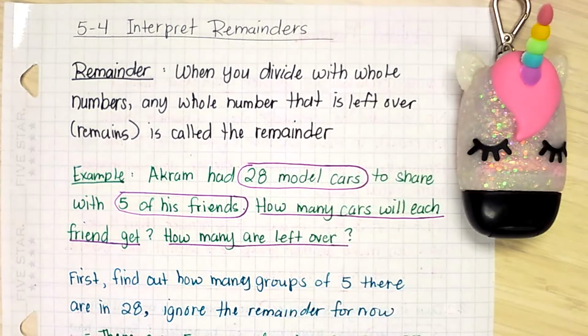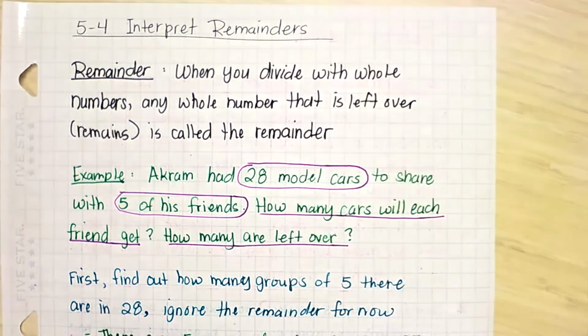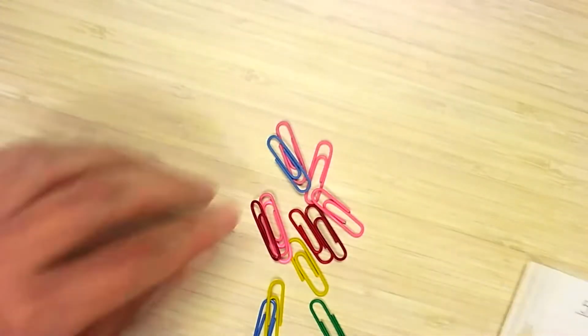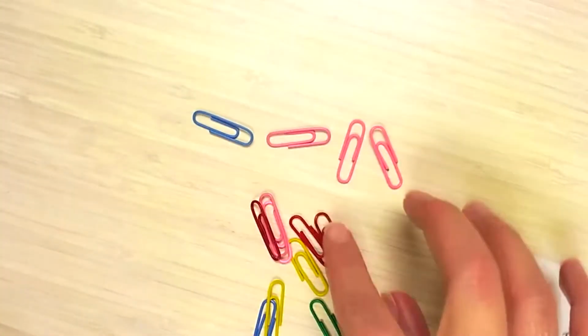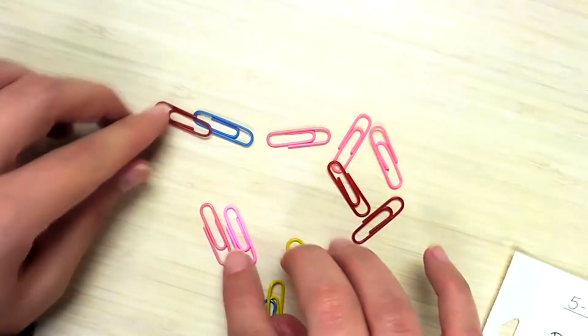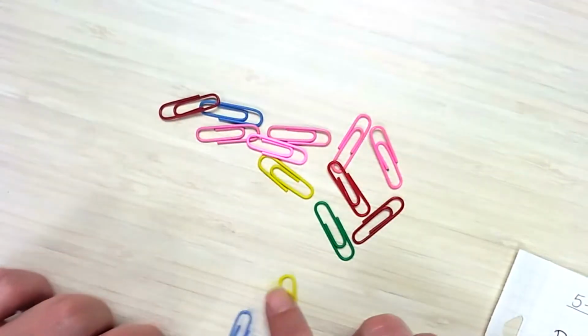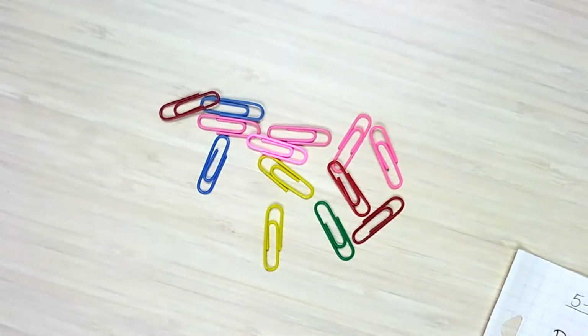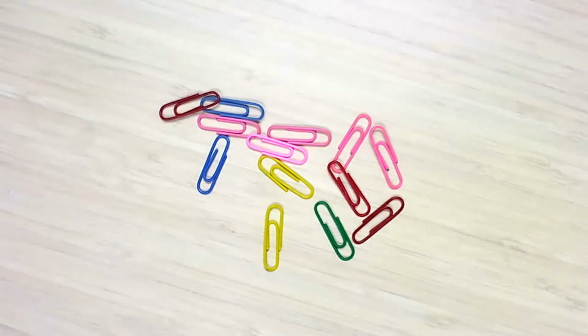So when we're working on interpreting remainders, first you need to understand that remainder is the number you get when you divide whole numbers and a group is left over that isn't enough to share equally into those other groups. So I'll give you another example. Now I have 13 paper clips here. 1, 2, 3, 4, 5, 6, 7, 8, 9, 10, 11, 12, 13. I have 13 paper clips and I want to divide them into 3 equal groups. And I'm not sure how much that's going to be.